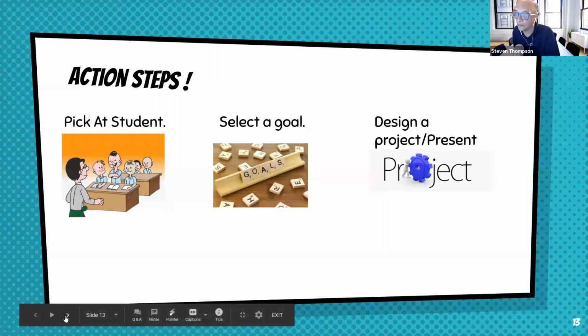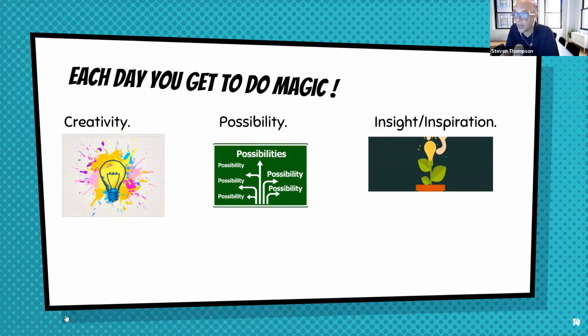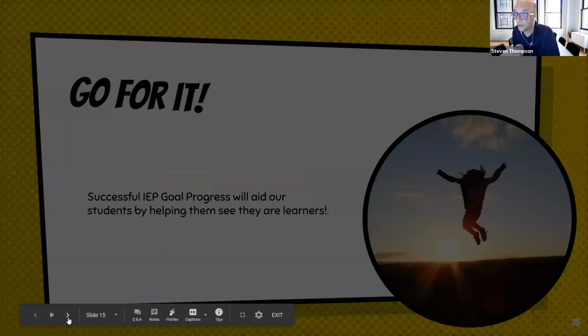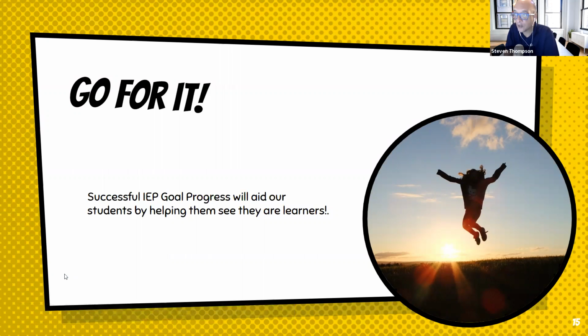All right. Look, each day, all of you get to do magic. We get to be creative. We get to look for possibilities. We get to find insight and inspiration. So we can look at it at a time in our roles that we get to do these things each day. We get to do these things with our students. So let's go out there. Let's go for it. Successful IEP goal progress will aid our students and it will help them see that they are learners.